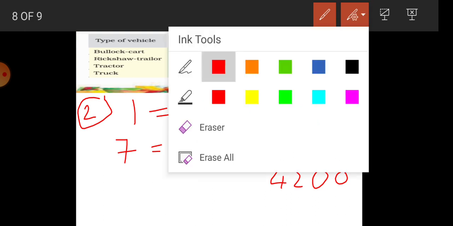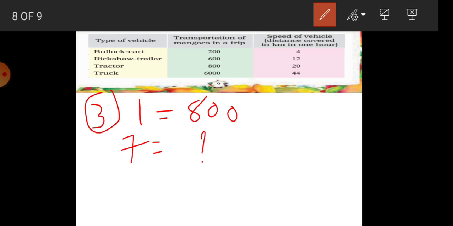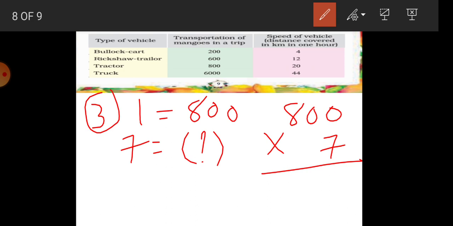The next now, vehicle number 3, and what is the name of the third vehicle? Correct, tractor. So in one trip, tractor gets 800 kilogram mangoes. So in 7, question mark. Now 800 multiply by 7. 7 zeros are 0, 7 zeros are 0, 7 eights are 56. So tractor can carry 5,600 kilogram mangoes in 7 trips.